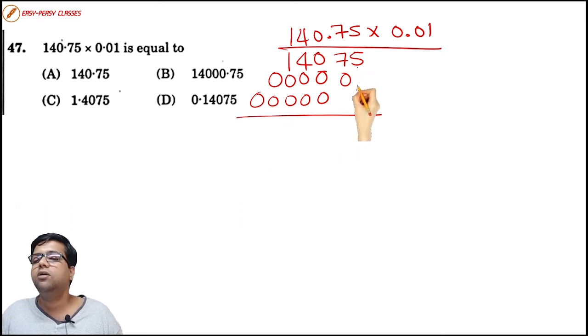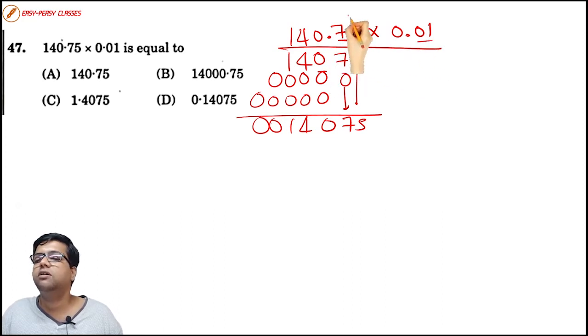Now you add all of them. 7 5 0 4 1 0 0. There are two decimal places in each number, so the decimal point comes after 2 plus 2, that is 4 places.